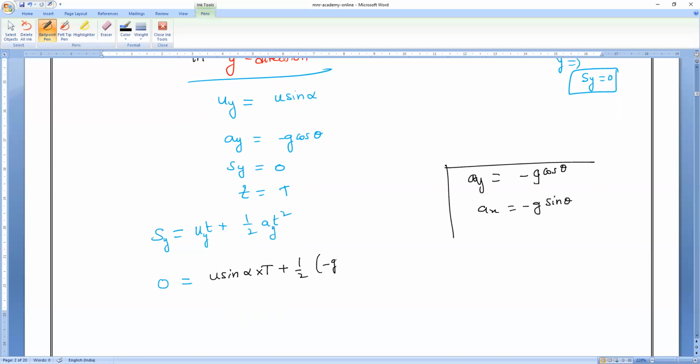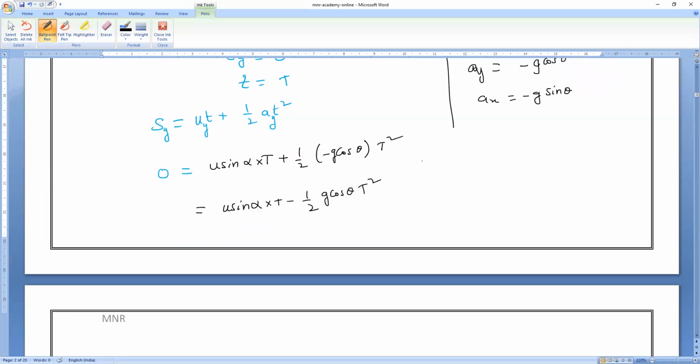Next, substitute minus g cos theta into the equation, with t as the time T. Now it turns into u sin alpha into t plus half into minus g cos theta into t square. Am I right? Everybody clear? Understood? Now, send this minus to this side, so it becomes one by two g cos theta t square equals u sin alpha into t.